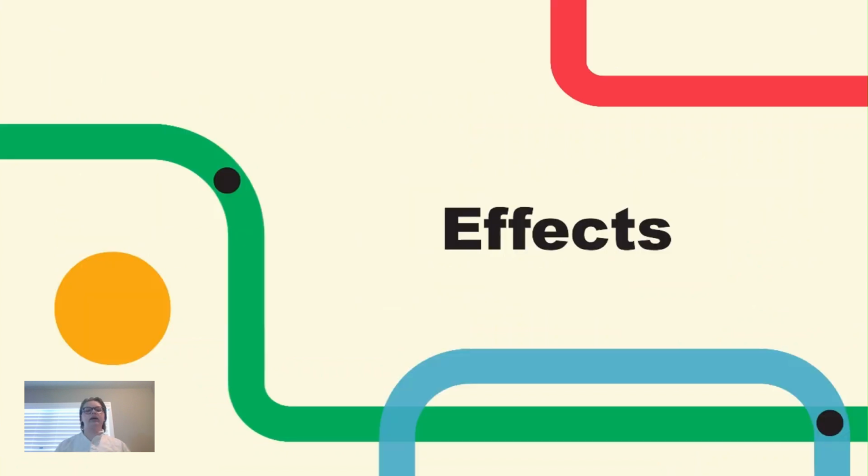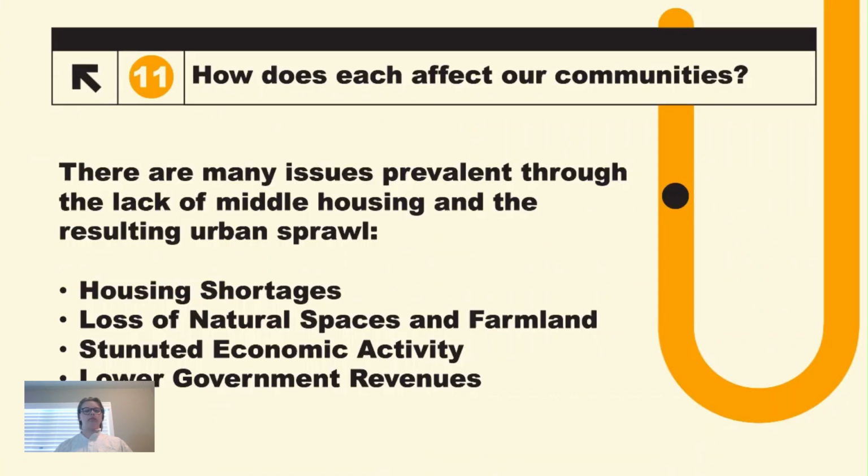So how does it affect communities? Well, to start, housing shortages. If you're only building homes which can accommodate one family and you're not efficiently using land, you'll have housing shortages and you won't be able to house the number of people that there are. Next is the loss of natural spaces and farmland. Again, by only building single family homes and moving outward from cities, you lose natural spaces which could have been used for parks or recreational areas, or you lose farmland, which is important for feeding the populace.